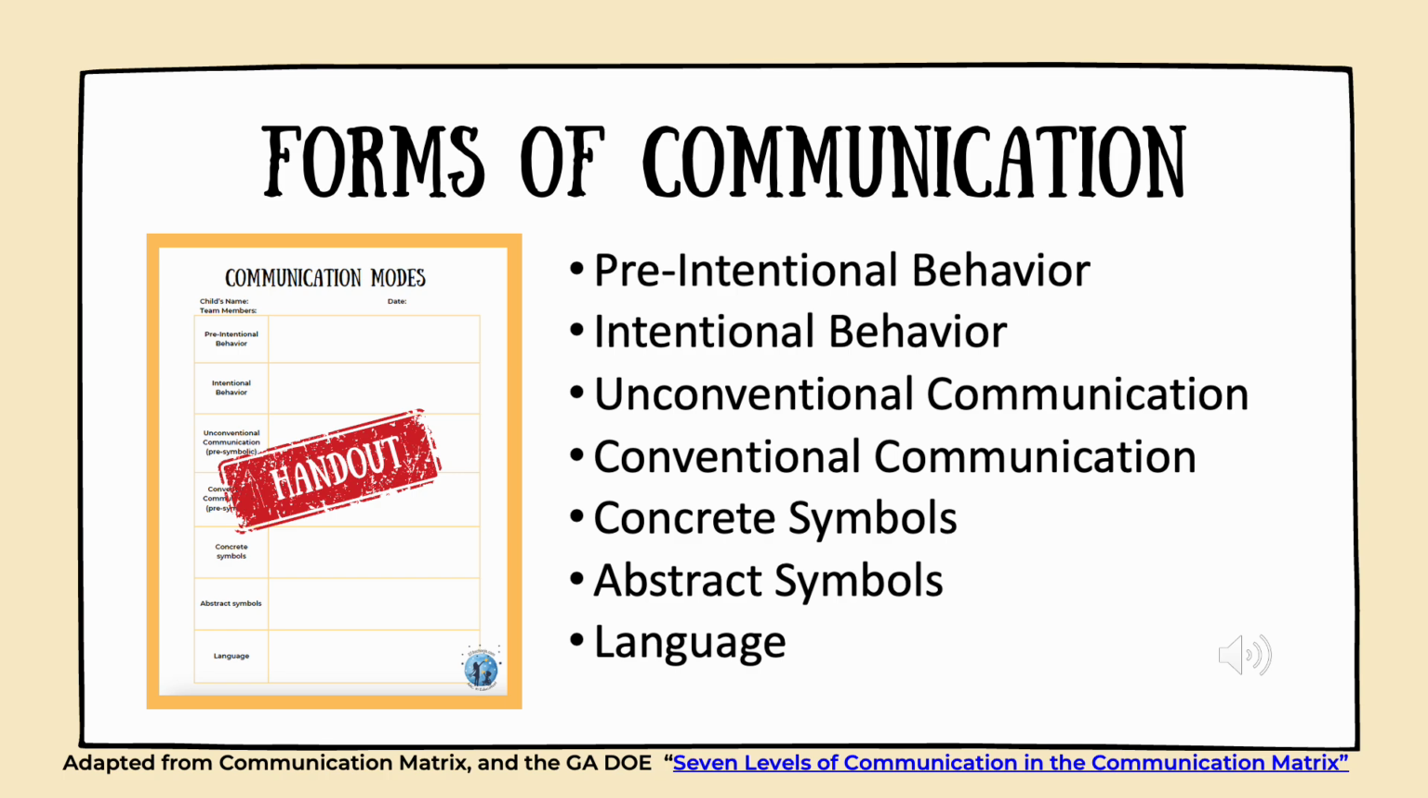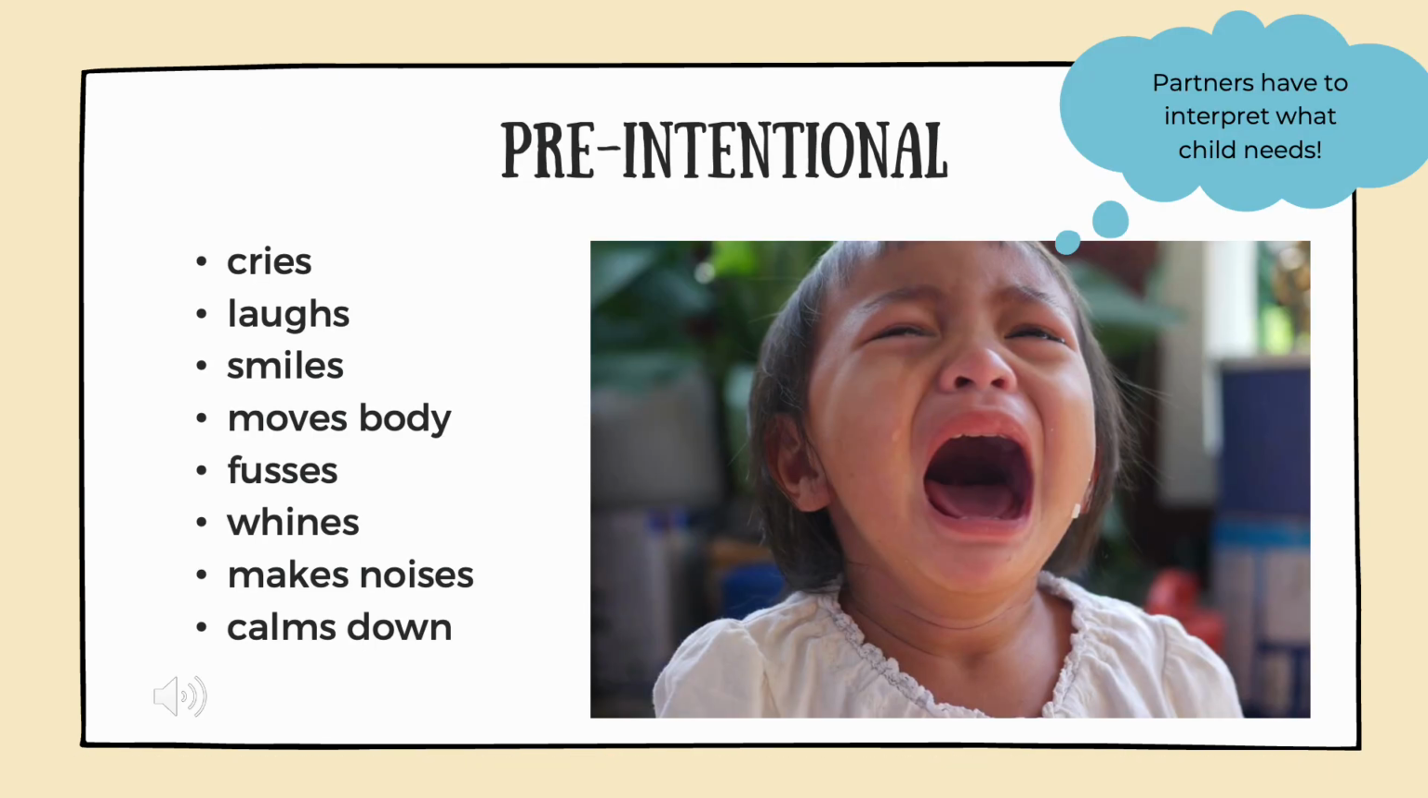So this is a little handout called Communication Modes. What we're going to do with this is allow you to start thinking about your individual students and considering whether they're using pre-intentional behaviors, intentional behaviors, or are they using unconventional or conventional communication attempts? Do they understand symbols like concrete or abstract forms of communication? And finally, are they putting words and symbols together to form language? As we're looking through the next slides, I want you to begin thinking about one of your students and start to document the ways that they're currently communicating on this worksheet.